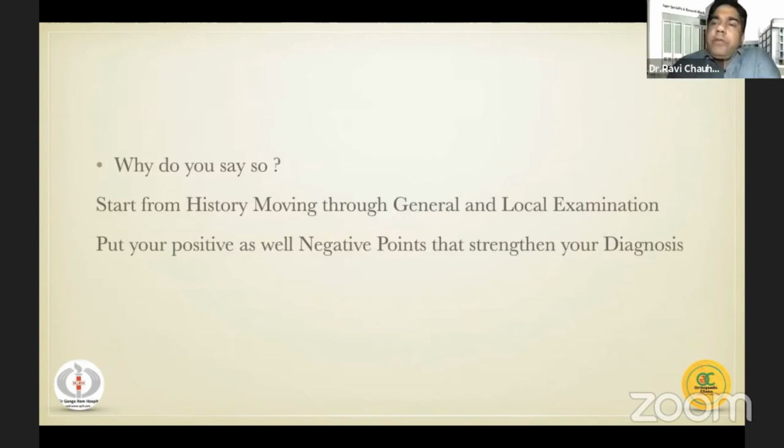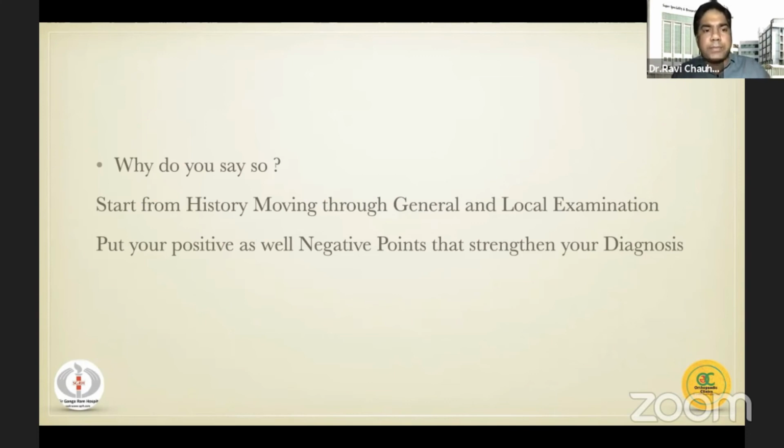Then, why do you say so? When this question arises, I have already told you that in the history you have to take the differentials. On what exactly do your differentials depend? Your differentials depend on the actual etiology of the patient, whether it is physiological or pathological causes. So start from the history, moving through the general and local examination, whatever your positive findings are, give them in support of your diagnosis. Put your positive as well as negative points that strengthen your diagnosis.